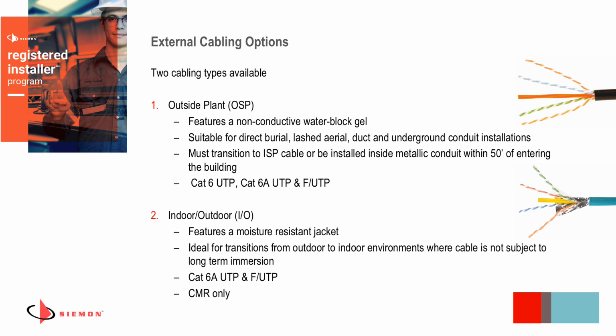And they can be deployed a number of ways. Sometimes they're buried in the ground. Sometimes they're lashed onto the systems or installed in ducts underground. It's kind of a range. But the problem is that with an OSP rated jacket, it doesn't have the same flame safety ratings for use within a building.